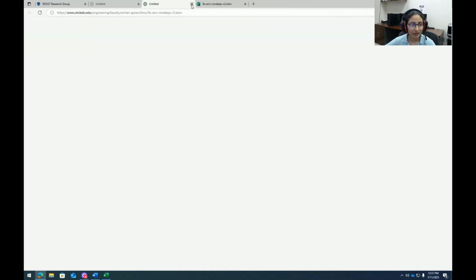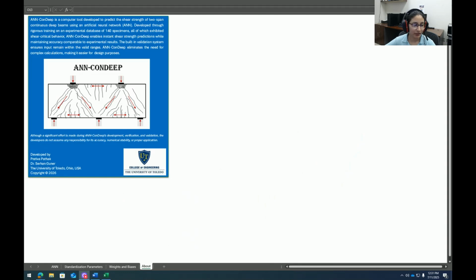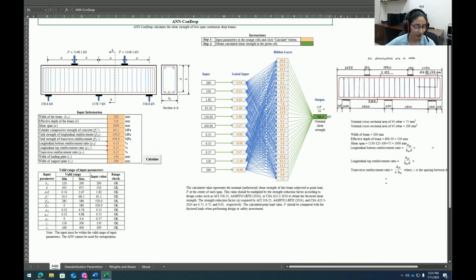Now let's look into how we can use ANN-ConDeep. It's very simple to use. It requires 11 input parameters, which are width of the beam, effective depth, shear span, compressive strength of concrete, yield strength of longitudinal and transverse reinforcement, longitudinal bottom and top reinforcement ratio, transverse reinforcement ratio, and width of the loading and support plate. All the other properties except the longitudinal top, bottom, and transverse reinforcement ratios can be easily obtained from the drawings, because these are the material properties and the beam dimensions.